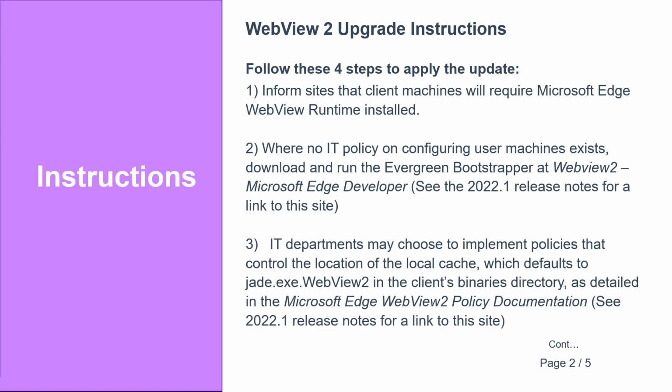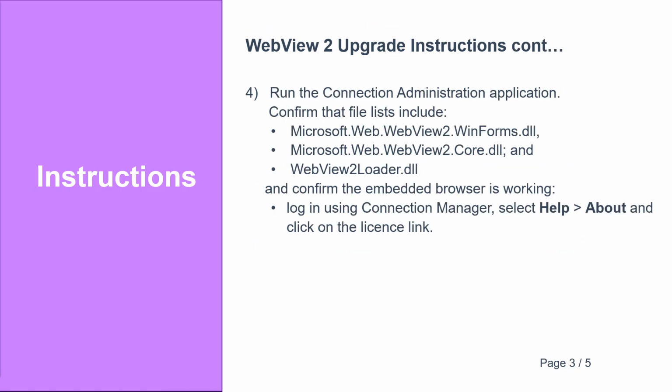IT departments may choose to implement policies that control the location of the local cache, which defaults to jade.exe.webview2 in the client's binary directory, as detailed in the Microsoft Edge WebView 2 policy documentation. Partners should also run the Connection Administration application and confirm that the file list includes the following DLLs and confirm the embedded browser is working by logging into Connection Manager, selecting Help About and clicking on the license link.